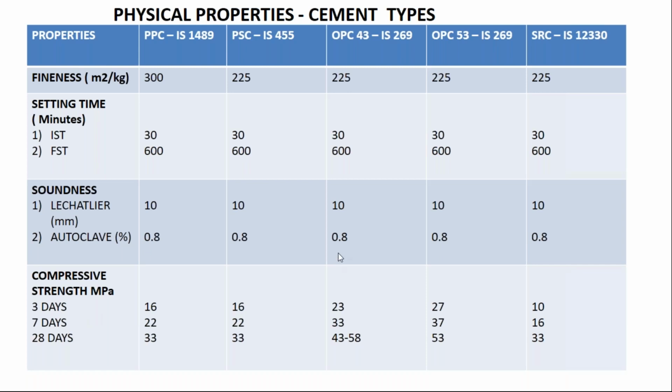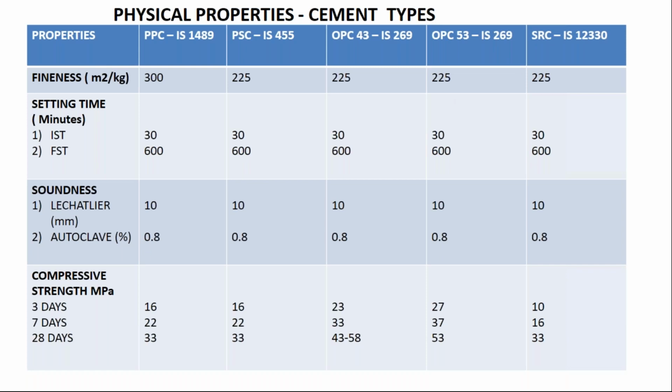Some of the projects go in for OPC 43 grade instead of OPC 53 grade without realizing that, they think that the heat of hydration is lower in case of OPC 43 grade, whereas the heat of hydration value itself is not mentioned as far as the cement test certificate is concerned. So if you have to go for a lower heat of hydration, one either has to go for blended cements or the cementitious materials which are being added into ordinary Portland cement. Those are the options that are available.